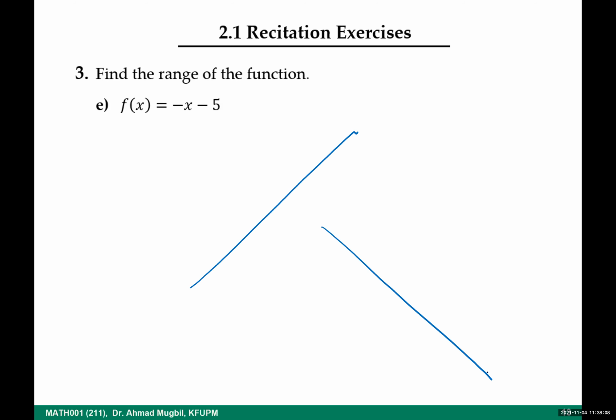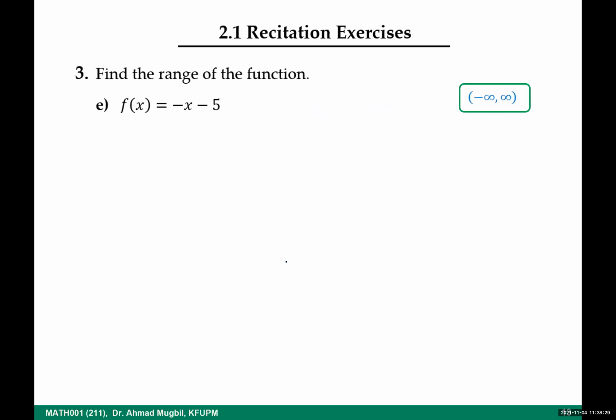From negative infinity to infinity, unless he makes it bounded, of course. If he said, for example, here x is between 1 and 2, what will be the range? In this case, you have to consider the domain. If he restricts the domain, the range, if the domain is bounded, you have to consider that and see what will be the range.